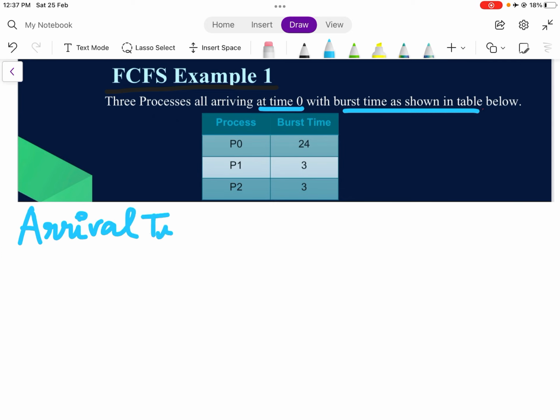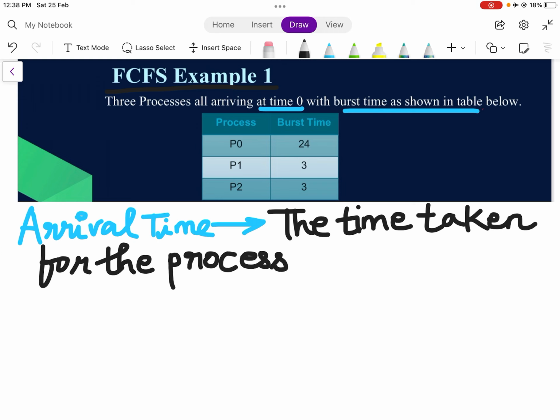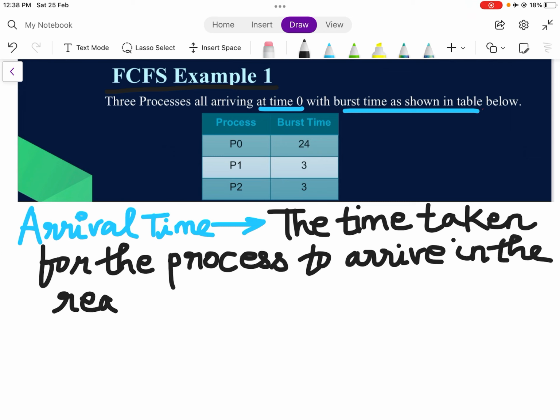Arrival time is the time taken for the process to arrive in the ready queue. To arrive in the ready queue is called the arrival time.